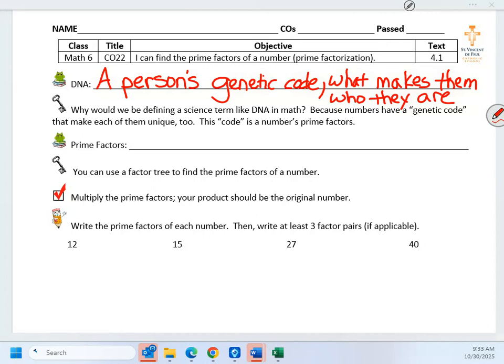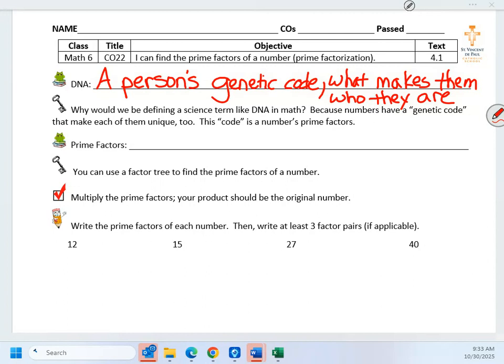So your genetic code is what makes you different than your sibling, right? You're very similar to your sibling. A lot of times we can look at people and say, oh yeah, you guys are related. I can see the similarities, but you're different. Everybody is unique and different because we all have a different genetic code. Numbers are the same. They all have their own specific code. What prime factors make up that number?